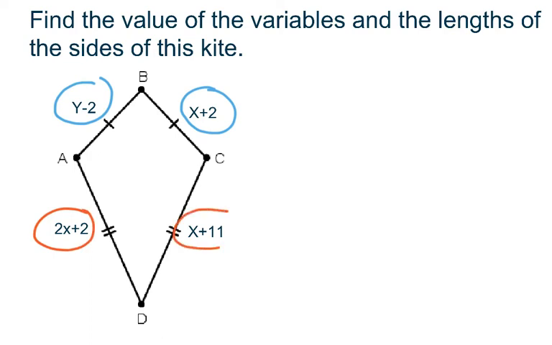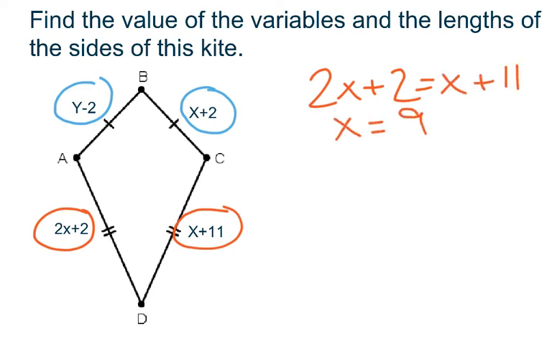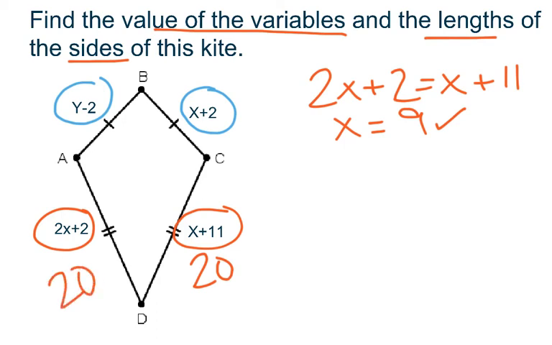So I'm going to take these two and set those equal to each other, because they both have x's in them. So very quickly, I get x equals 9. And it wants me to find the lengths of the sides of the kite and the values of the variables. So I just found one. That's good. And now I'm going to plug this back in. So if I replace x with 9, I get that this side is 20. This side is also 20.